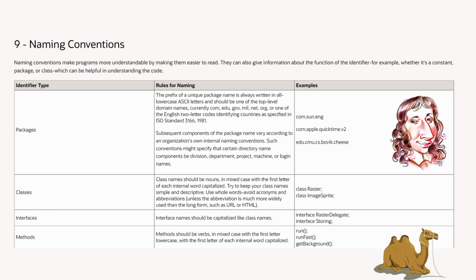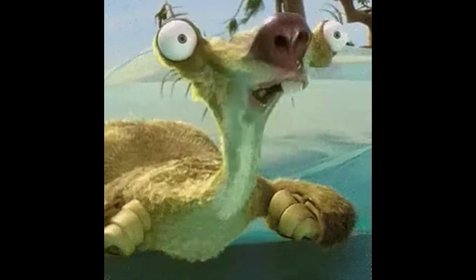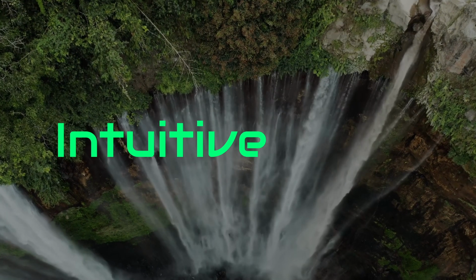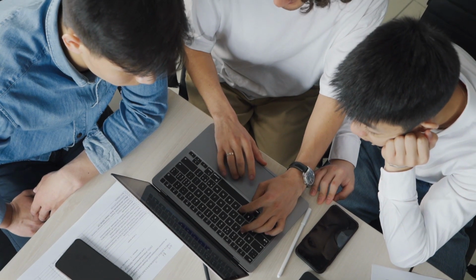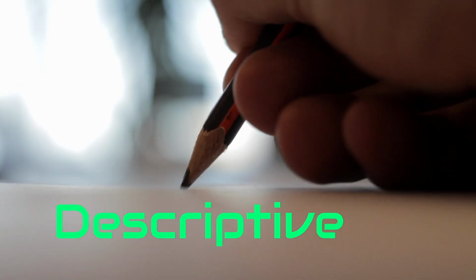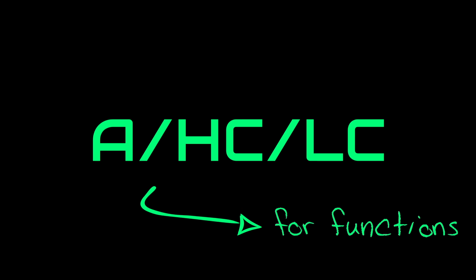Now, let's look at the main logic behind naming things, and that is SID, our genius guy from Ice Age, which also has a meaning of short, intuitive, and descriptive. Short is pretty self-explanatory. Instead of using this, use that. Then we have intuitiveness, which implies that our names should be natural. We are humans, and while we are coding together, we mention code by their names, so they should be easily readable. And finally, our names should be descriptive, which means that it should actually mean something, not just random mumbo jumbo.